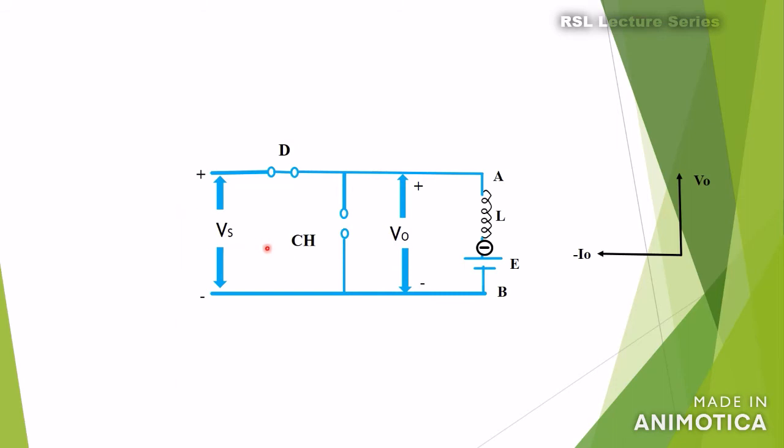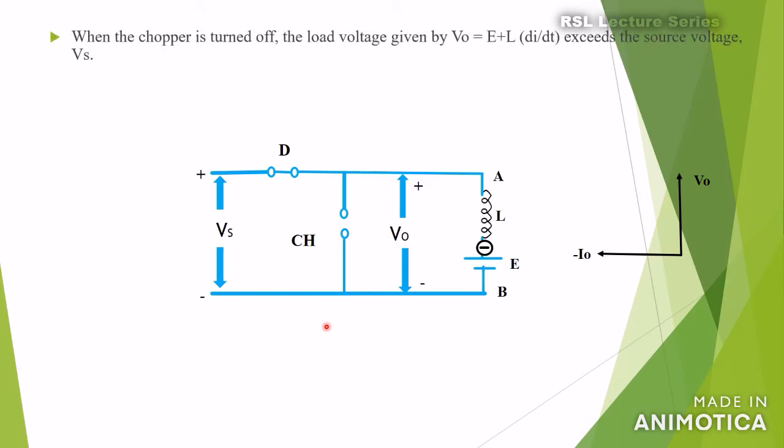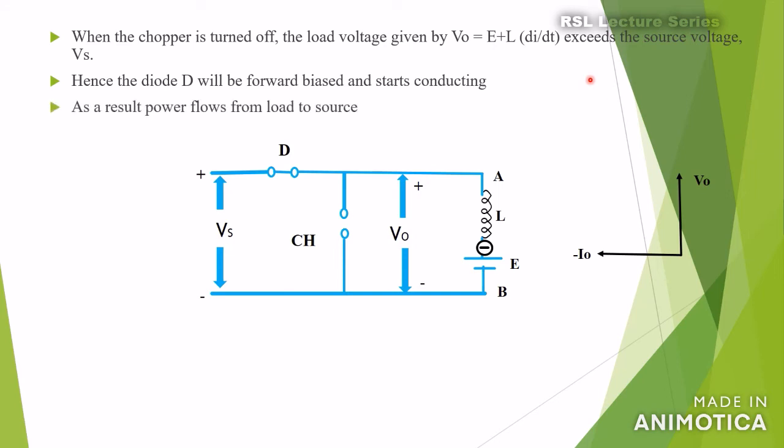Now we'll discuss when the chopper is turned off. When the chopper is turned off, the current will start flowing through the device. Due to the presence of the load inductance, the voltage across the load will be equal to E plus L di/dt. This voltage exceeds the source voltage Vs. As a result, the diode will get forward biased and start conducting. Hence the load current is forced to freewheel through the diode.